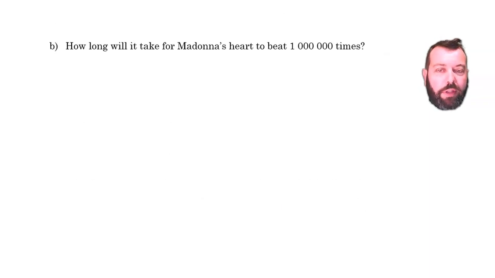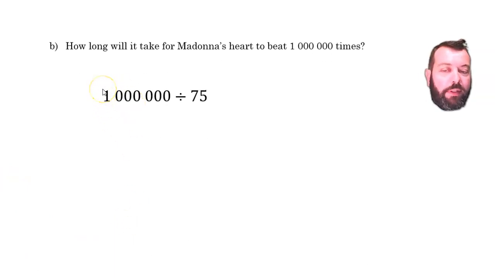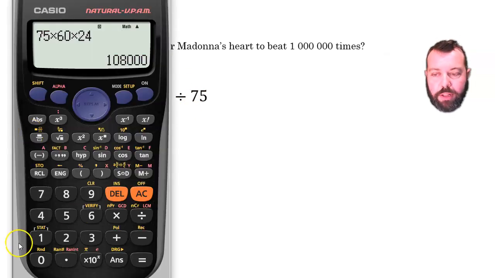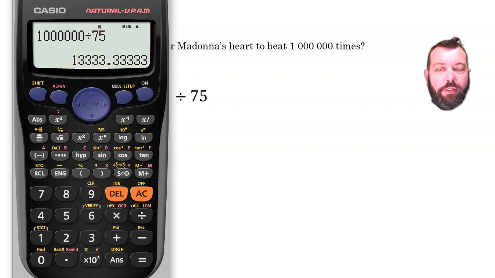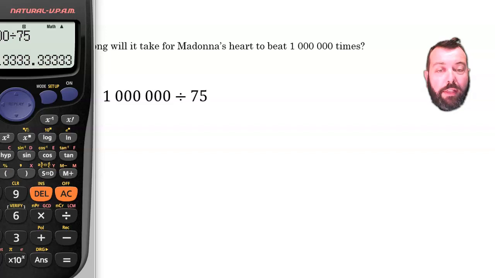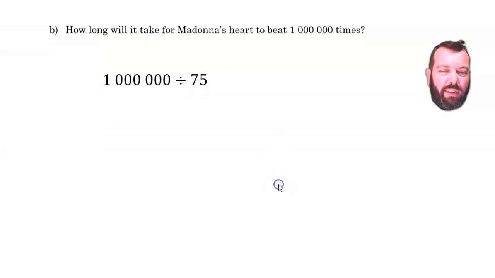Also, how long is it going to take Madonna's heart to beat 1 million times? We get a rough idea there. It's about 100,000 a day, so about 10 days. But we'll just do the calculation. Now, it beats 75 times per minute. So we're going to start by dividing the million by 75. If I pull up my calculator and do that, 1 million divided by 75, I get a bit over 13,000. So about 13,000 minutes is how long it's going to take.